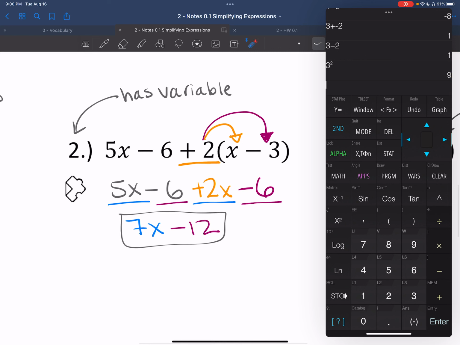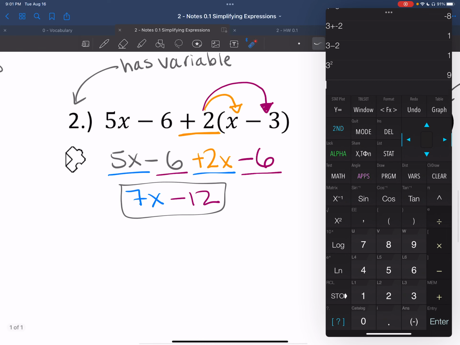This next one here, we do have a variable. So this is where we are going to distribute the number in front of the parentheses and then combine like terms. So my number in front of the parentheses in this case is this +2. So +2 times x gives us this orange plus 2x. +2 times a negative 3 gives us this negative 6 in red. Everything else gets brought down that I didn't mess with.